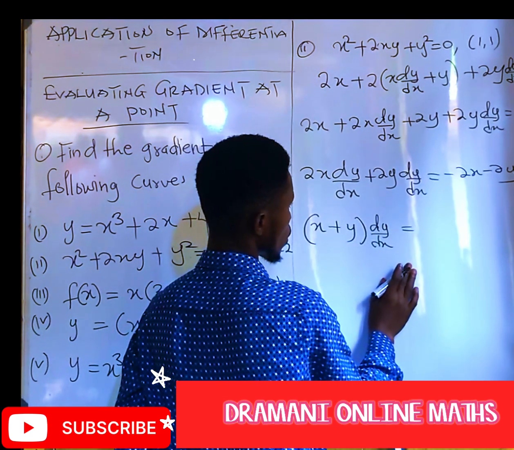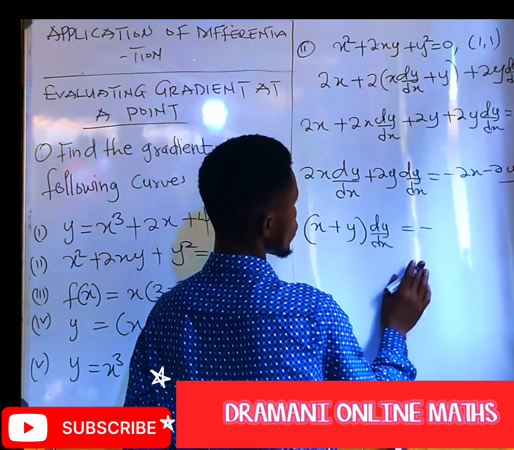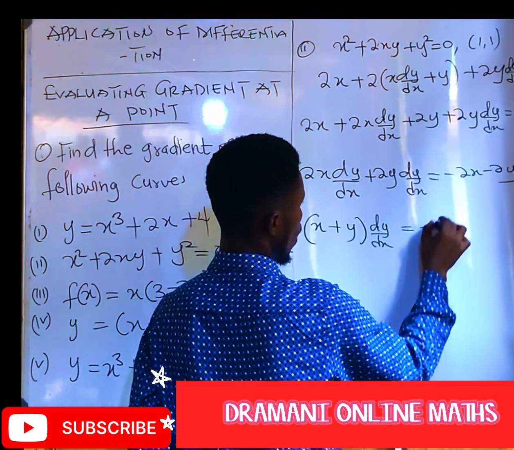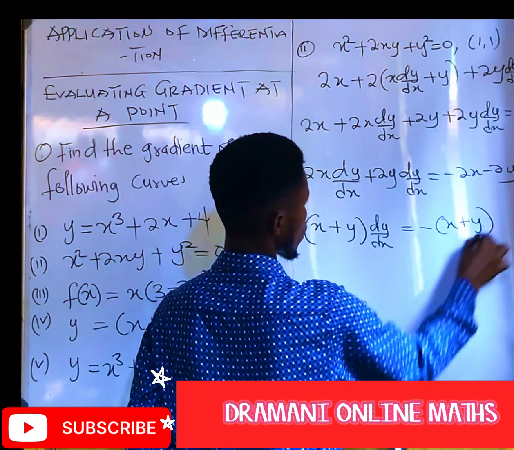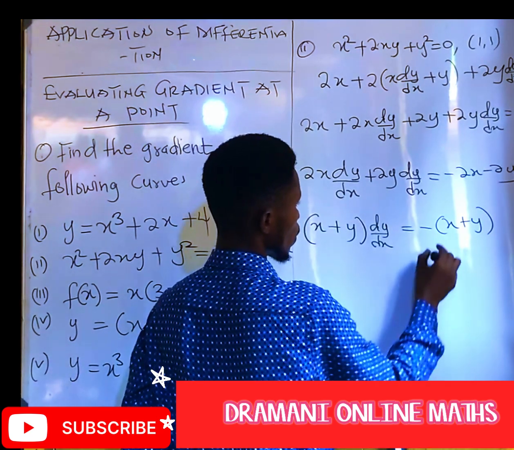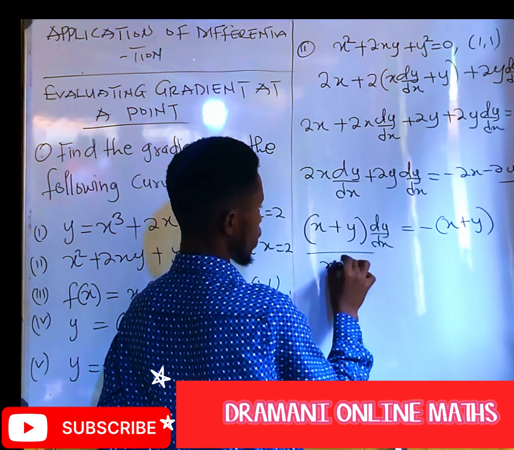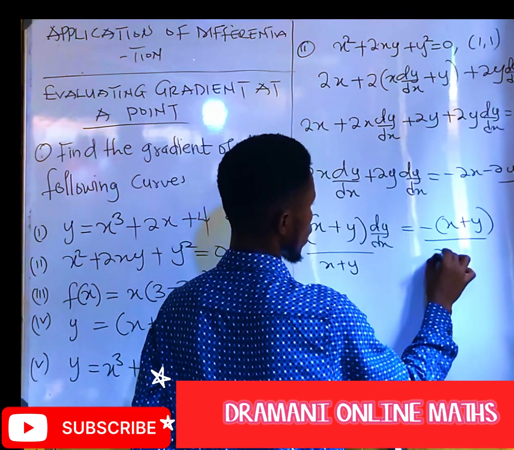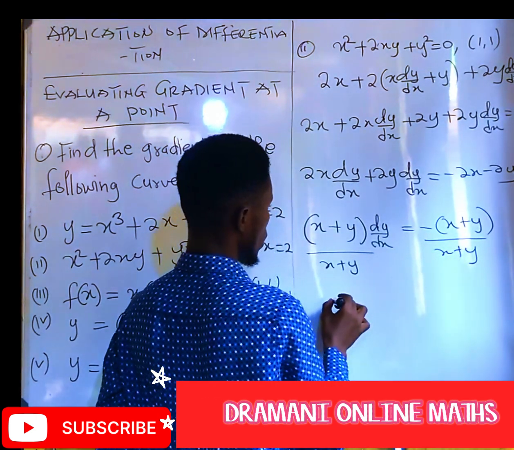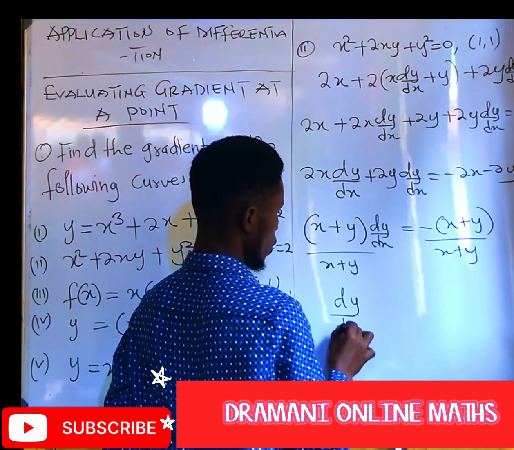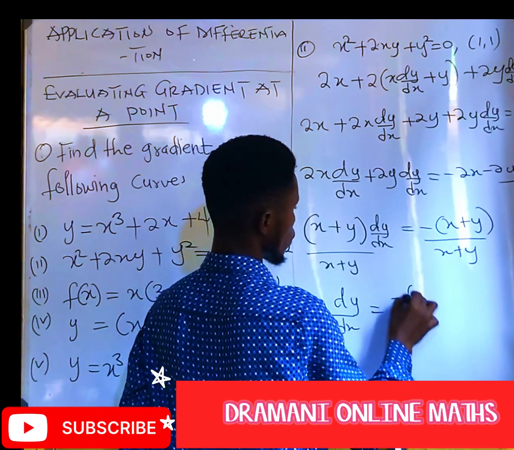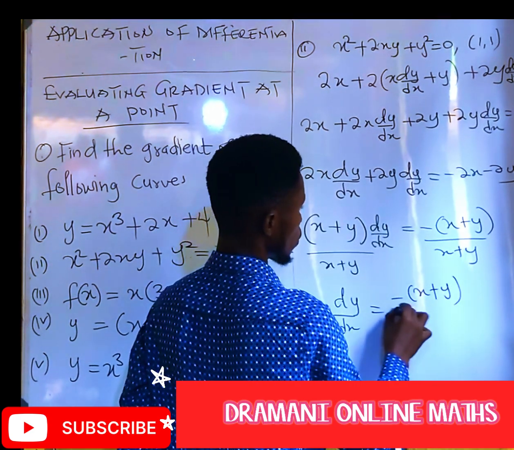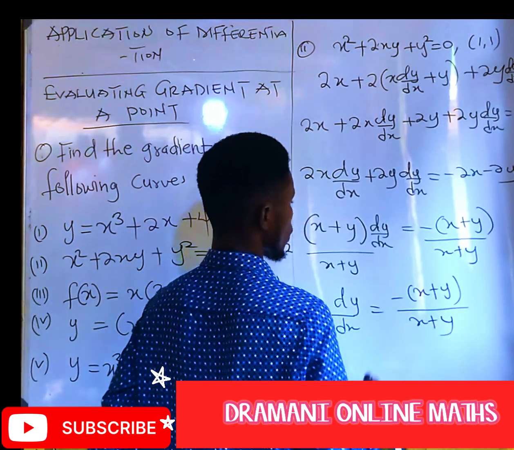Equals negative x plus y. Is that okay? So if you divide here by x plus y, and here by x plus y, it means that dy/dx equals negative (x plus y) over (x plus y).